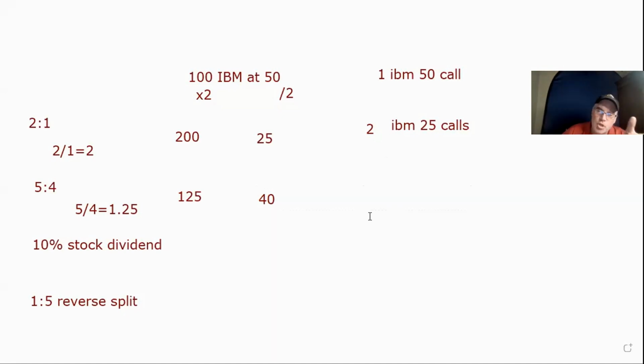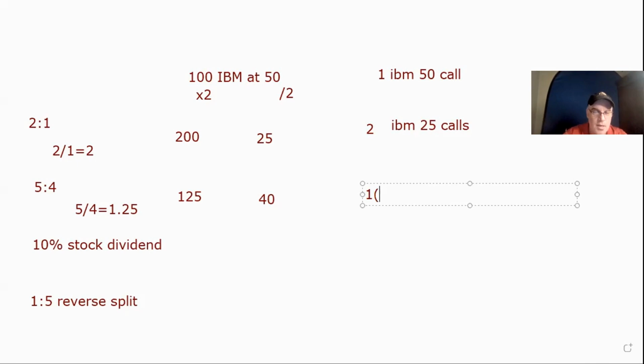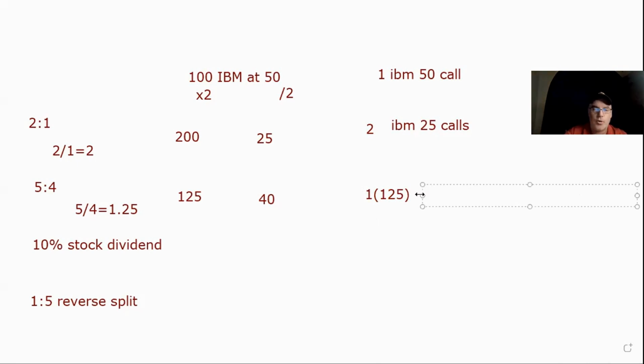Since you can't get a quarter of a contract, you have to adjust the number of shares in the contract. We know that every option has 100 shares in it. So instead of having a 1 1/4 contract, you'll still have one contract, but it'll be worth 125 shares. And then the price will go down. The call strike price will go down to 40. So if you have a 5 for 4 split, you'll still have one contract, but it'll be worth 125 shares, but the strike price will be adjusted down, just like if it was shares, down to 40.